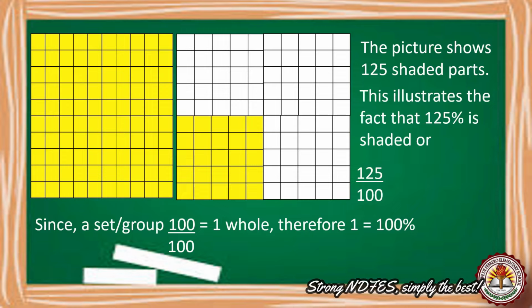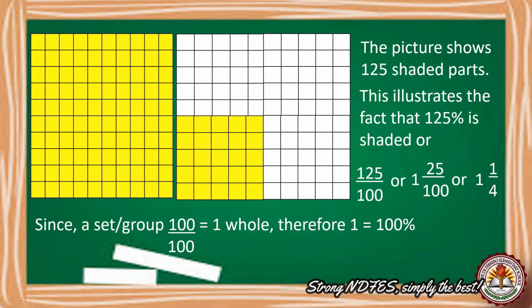Children, look at this fraction. This kind of fraction is an improper fraction because the numerator is greater than the denominator. So, we will change this into a mixed number or mixed fraction. A mixed fraction is a combination of a whole number and a fraction. So, that is 1 for the whole number and 25 over 100 for a fraction. Or, in simplest form, that is 1 and 1/4.